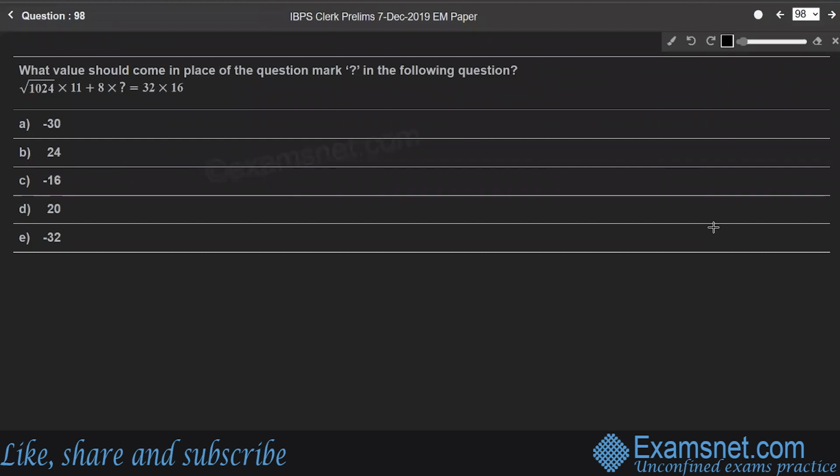Question 98. What value should come in place of the question mark in the following question? Here the question is square root of 1024 into 11 plus 8 into some number. So let the number be x, is equal to 32 into 16. Here we are using the BODMAS rule. No brackets to remove. Then comes of, that means square root of 1024. So it is a direct answer, which is 32.